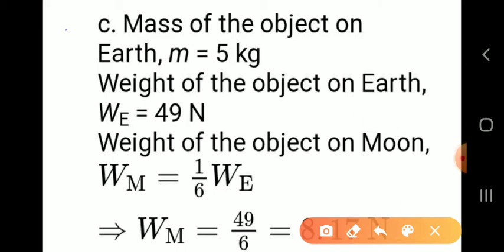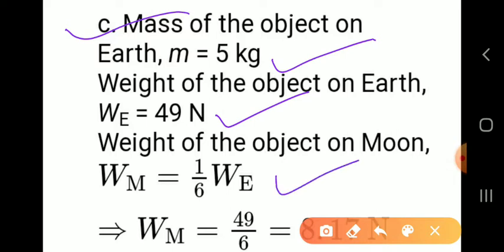This is the solution for C. Mass of the object on the earth is m, and that is equal to 5 kg. And weight of the object on the earth is 49 Newton. So weight of the object on the moon will be equal to 1/6 of the weight on the earth. This is given in the question, that weight of the object on the moon is equal to 1/6 of the weight of the object on earth. So we'll put the value here, children.